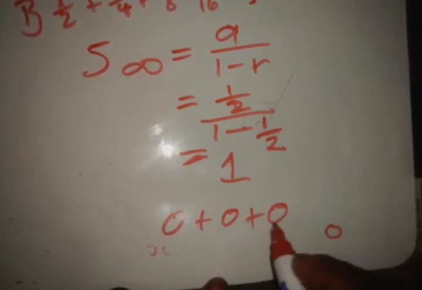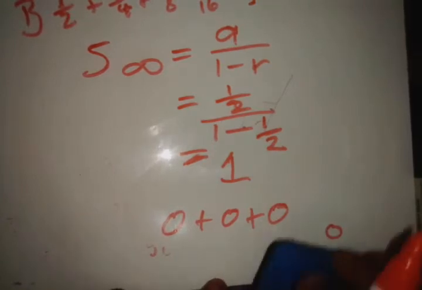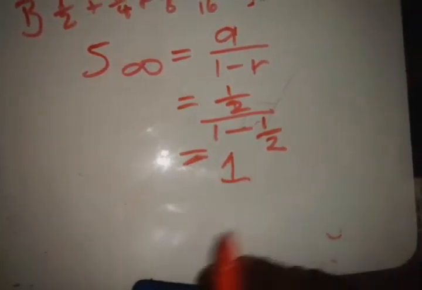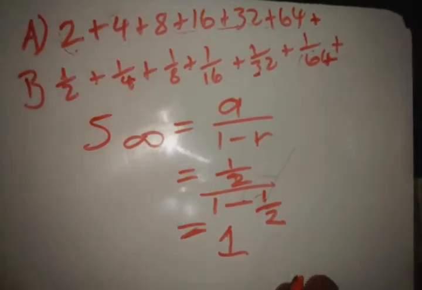So in this case, arithmetic series has got a sum to infinity, but this is out of the syllabus. So just know when they just say find the sum to infinity, automatically it's geometric. It doesn't exist for arithmetic.